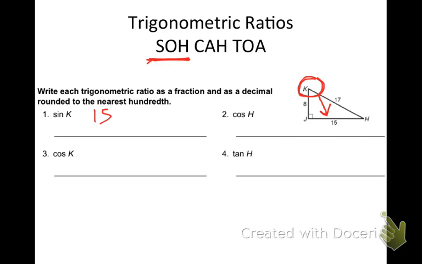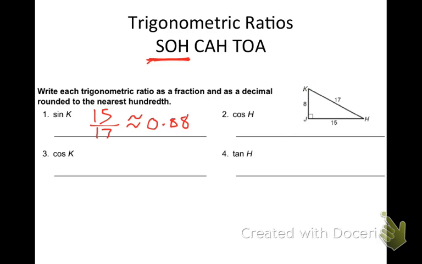And then I look. What is my hypotenuse? I have a right triangle here. Which one is my hypotenuse? 17. So the sine of angle K is 15 over 17. And then I'm going to use the calculator and round that to the nearest hundredth. What is that rounded to the nearest hundredth? Anybody? 0.88. Nice job. And that is the sine of angle K.